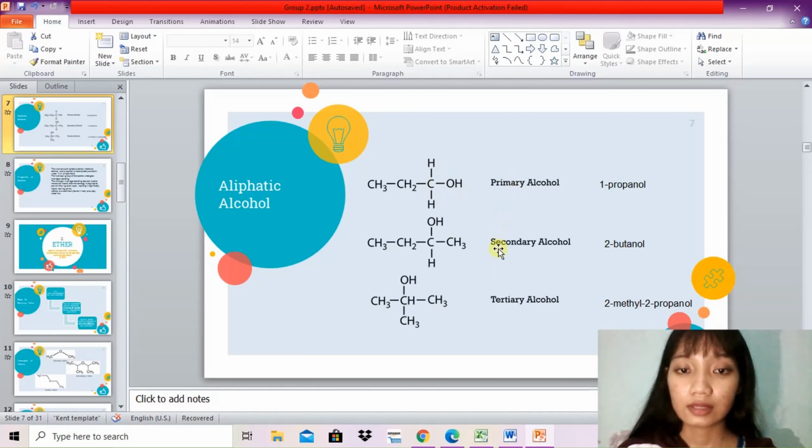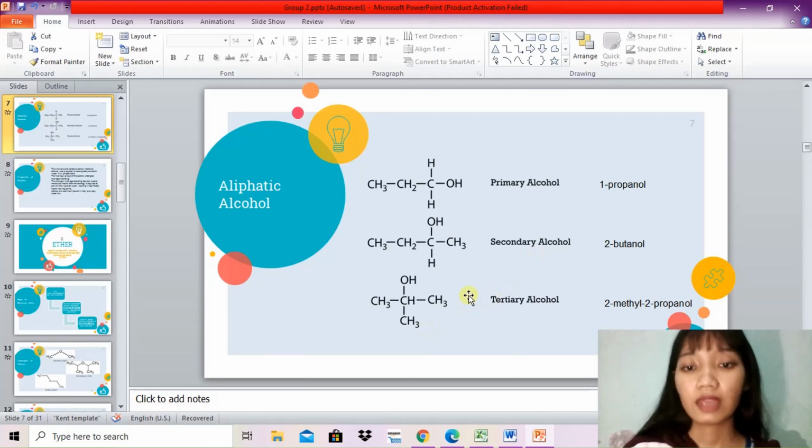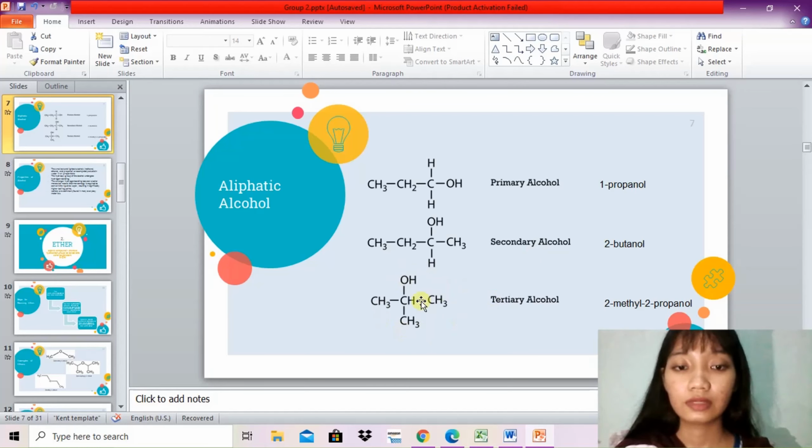In secondary alcohol, as we can see here, the C that is bonded with OH is bonded to 2 C's, CH2 and CH3. And then the same thing happens to tertiary alcohol. 1, 2, 3.